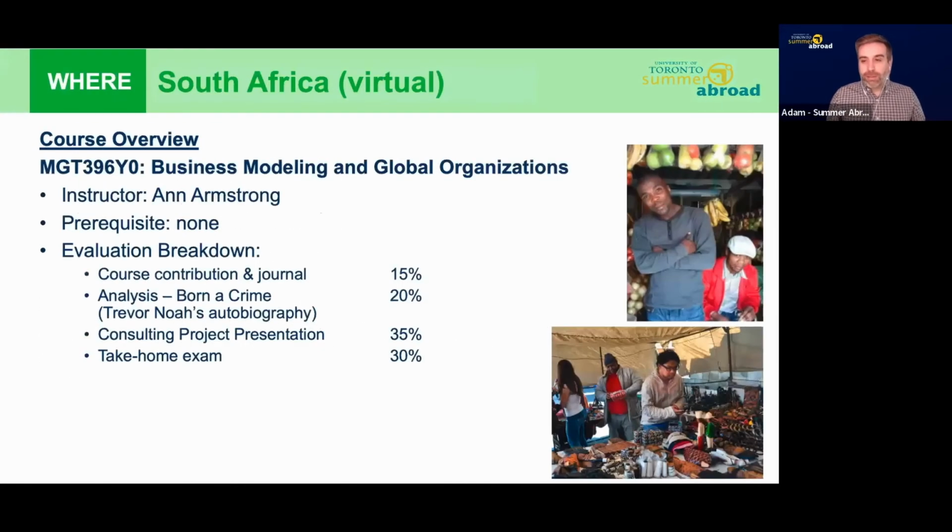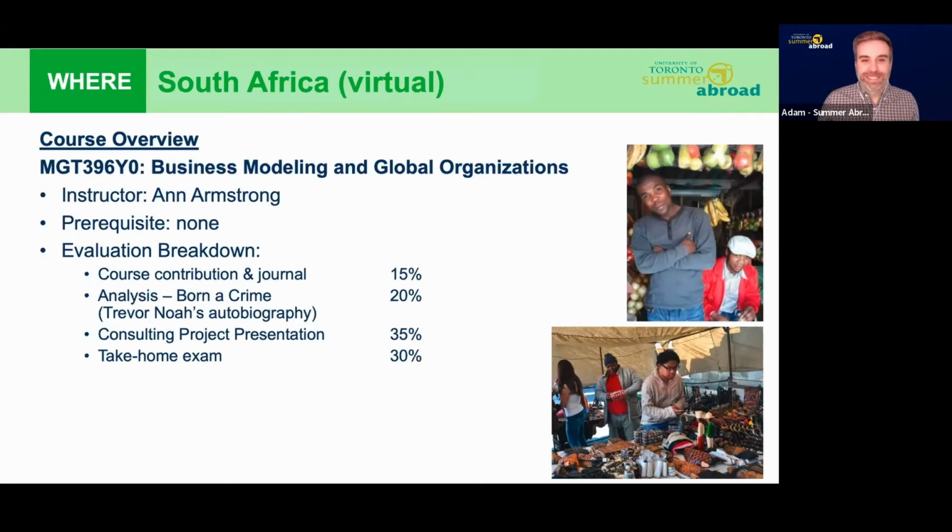So looking more specifically at the South Africa virtual program, the course that we're offering is MGT 396, Business Modeling in Global Organizations. In the past, the course code was different, but the content is all still the same. It's just the course code is different for anyone who is paying attention to past years, what we've done. So to speak about the academic component, I'd like to invite Professor Ann Armstrong to come on and speak about that.